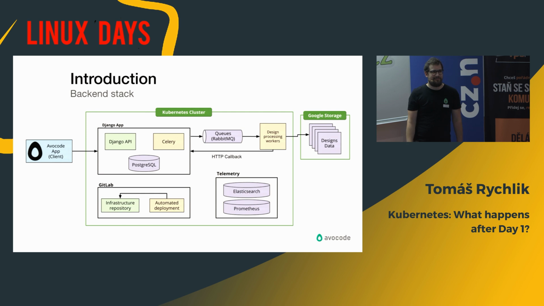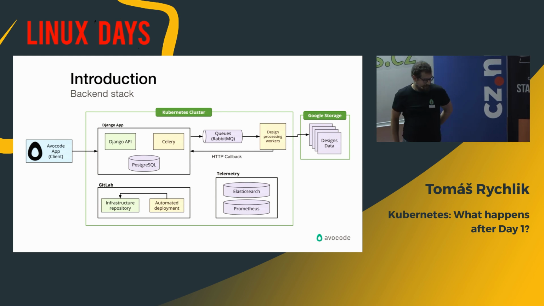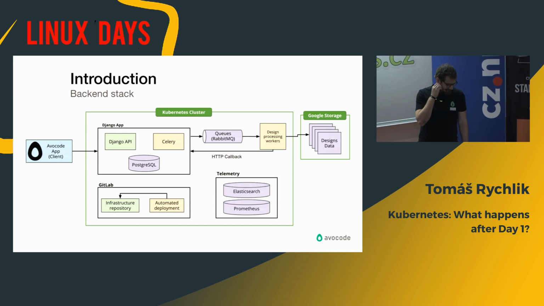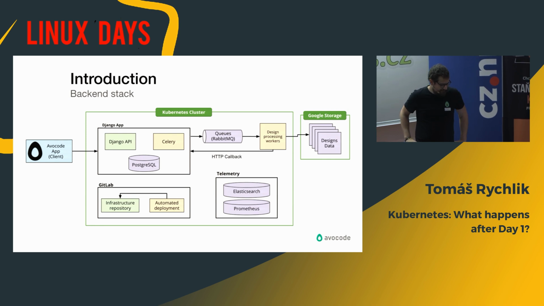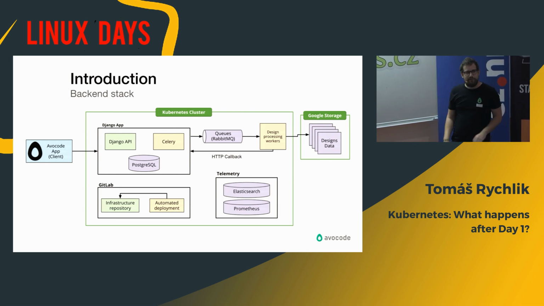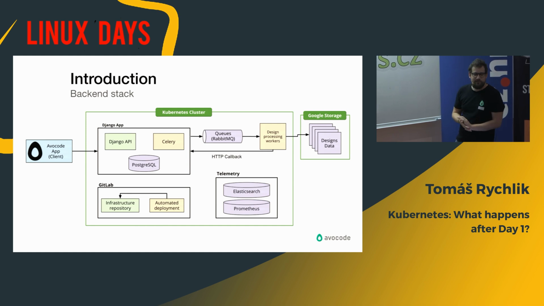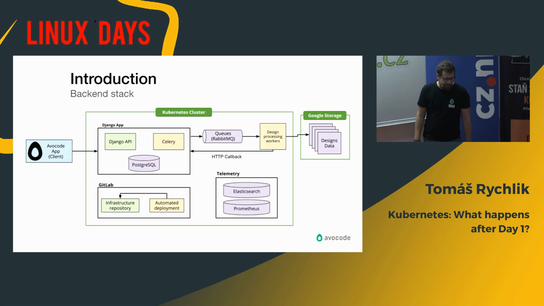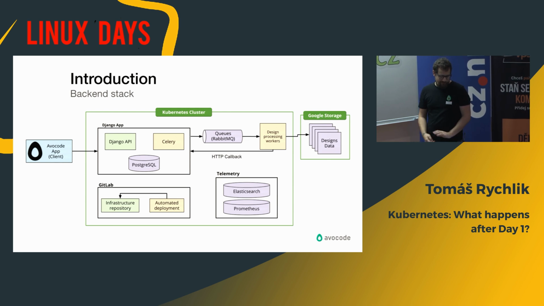Here is a simplified diagram of what we have deployed. There is a client Avocode app, which is a React UI web or a native Electron application. It's communicating with a Django application, which is a standard combo of Django, Celery, and PostgreSQL database. The Django application itself is communicating with a whole ecosystem of different design processing workers using RabbitMQ. These processing workers usually just get their input files from a Google Cloud Storage bucket, do some work on it, and upload the output back.